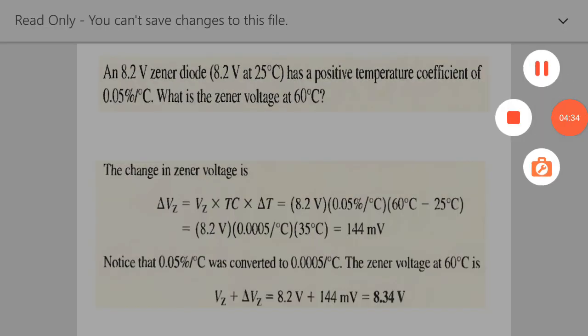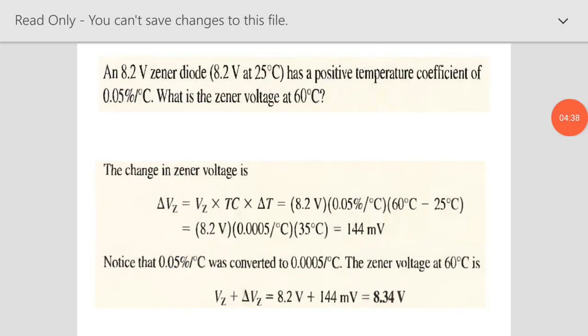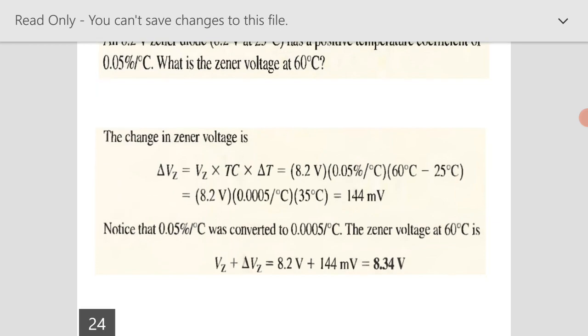An 8.2 volt Zener diode has a positive temperature coefficient of 0.05 percent per degree Celsius. What is the Zener voltage at 60 degrees Celsius? The change in Zener voltage is del Vz is equal to Vz into Tc into del T. The 8.2 volt into 0.05% per degree Celsius.